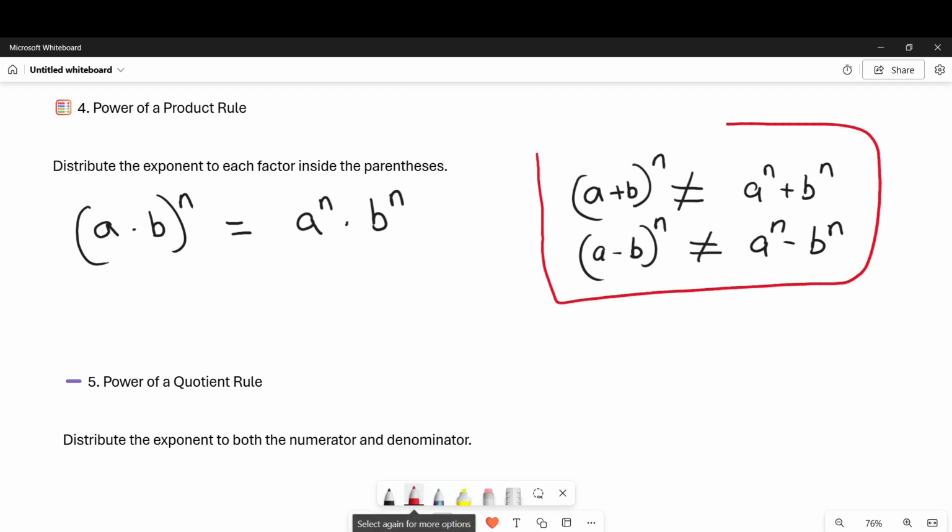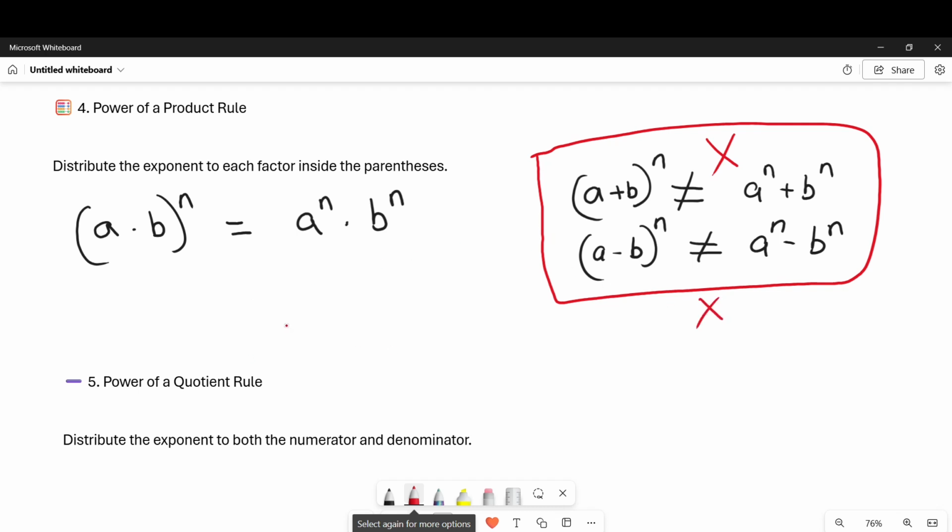Keep in mind, this is the main thing where you will be confused. You cannot do this. This is wrong. You can only do this with products. You can only apply this rule for the multiplication of two variables. This is entirely wrong.